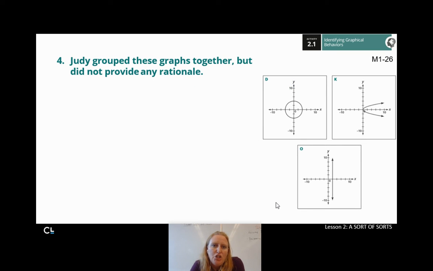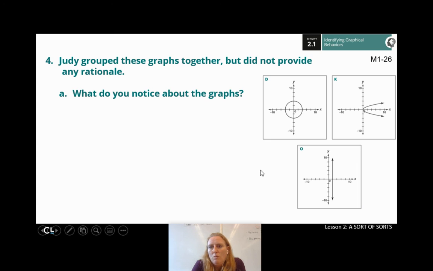Let's talk about Judy. So Judy grouped these graphs together, but did not provide any rationale. She did not give any reason for this group. We have graphs D, K, and O. So my question to you is, what do you notice about these graphs? She didn't give us a reason for why she put them in a group together. Maybe you notice something. So go ahead and jot down what you notice and hit pause to do that, and then hit play to keep going.